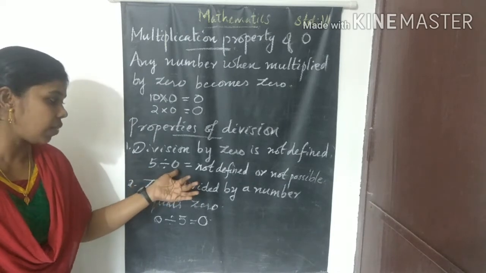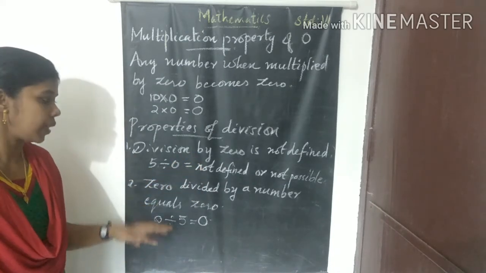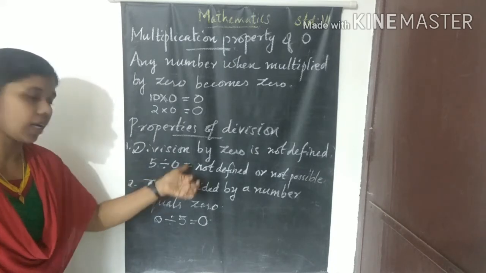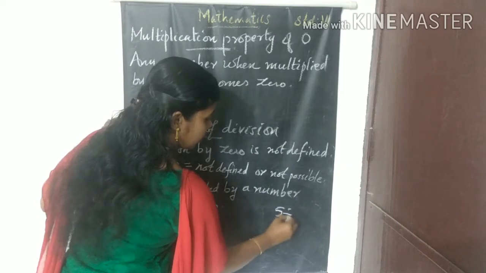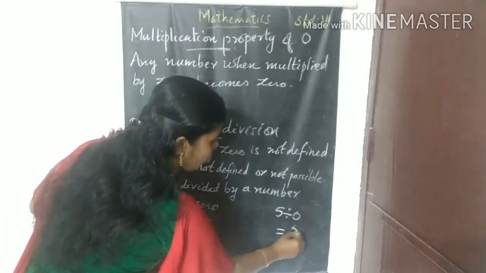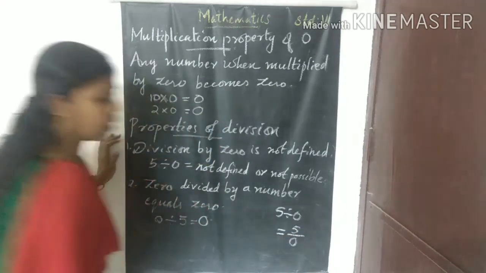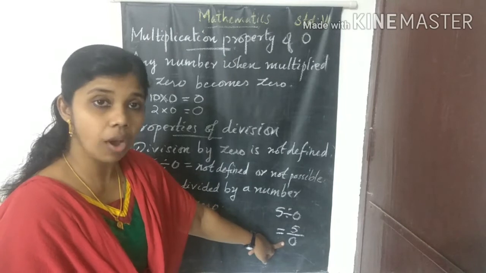Dividend, divisor, then answer, quotient. Okay. Then fractional ways, how can I write this? 5 divided by 0. What is the fractional method? Yes, 5 divided by 0. That means here 5 is called the numerator, 0 is called the denominator.